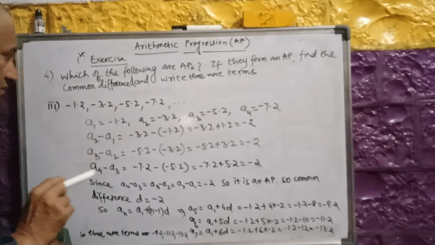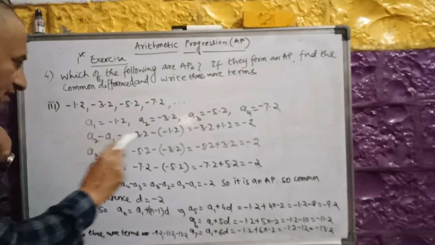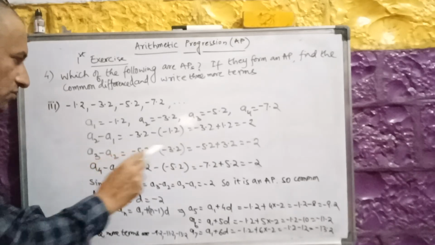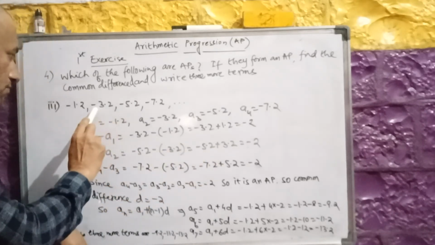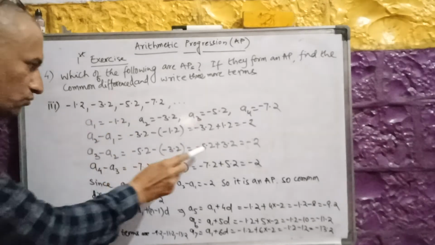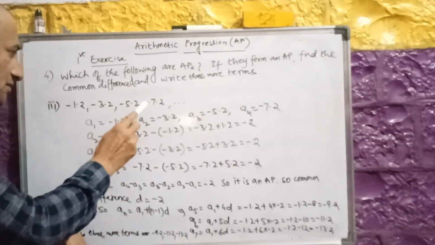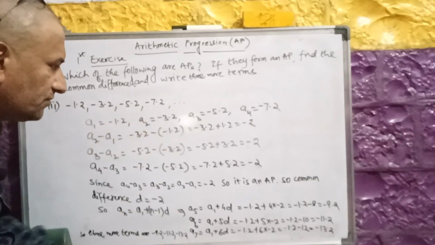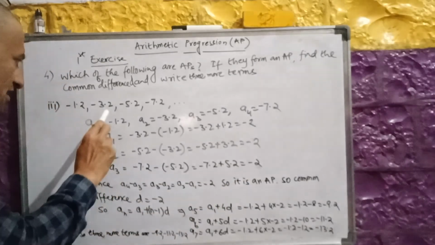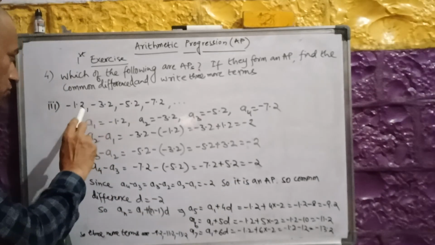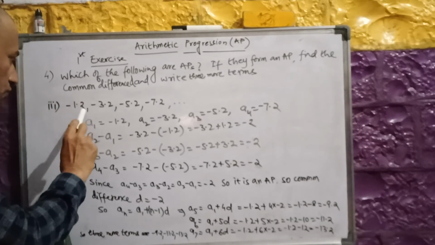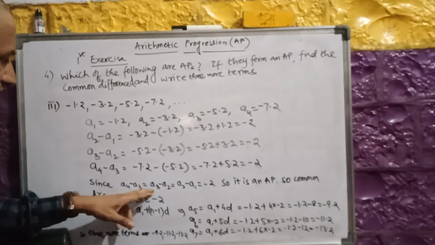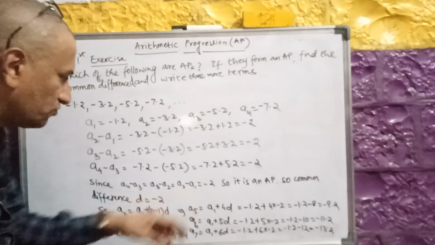Let's find the difference between two consecutive numbers. A2 minus A1 is equal to minus 2. Similarly, A3 minus A2 is also minus 2: minus 5.2 minus of minus 3.2 becomes minus 5.2 plus 3.2, which is equal to minus 2. Similarly, minus 7.2 minus of minus 5.2 becomes minus 2. So A4 minus A3 is equal to A3 minus A2 is equal to A2 minus A1, which is equal to minus 2.